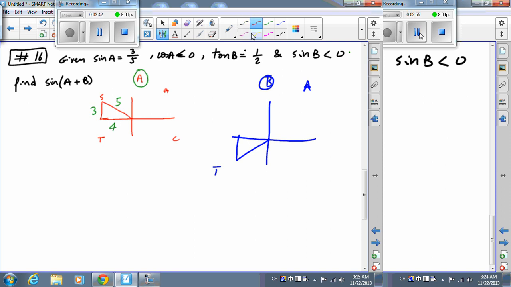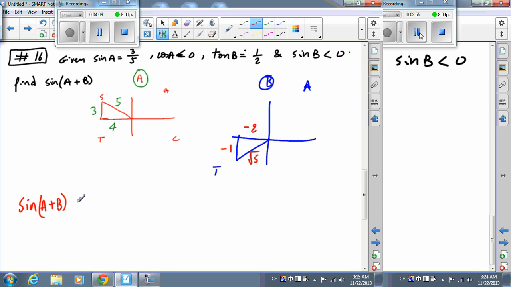And to label it, I know that my opposite is 1 and my adjacent is 2. They are both negative, that's why I have negative 1 over 2. Using your Pythagorean theorem, that will be 4 plus 1, square root of 5. At this point, I can easily find out the sine of A plus B.